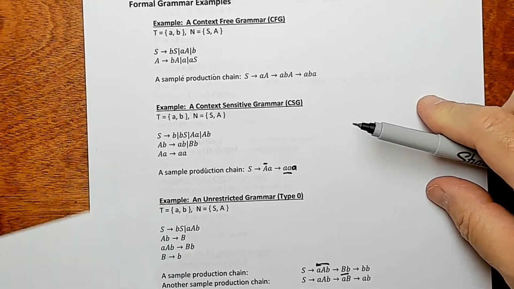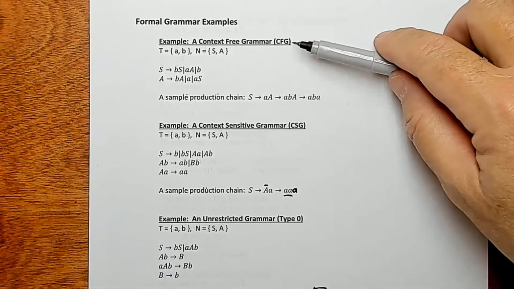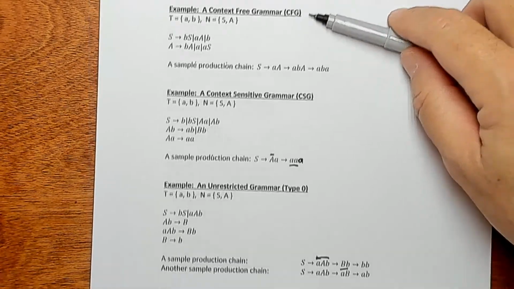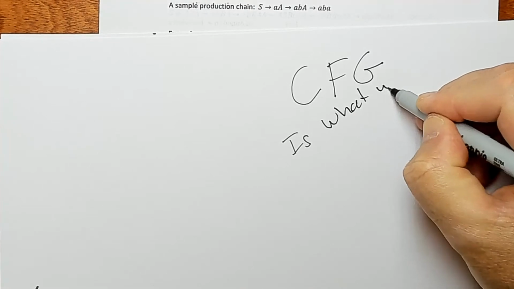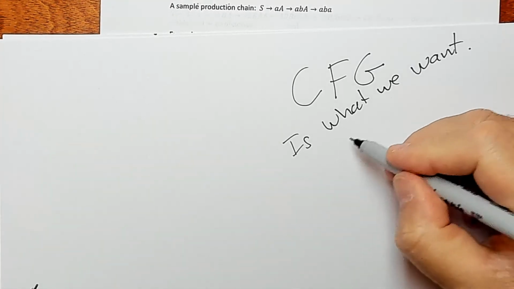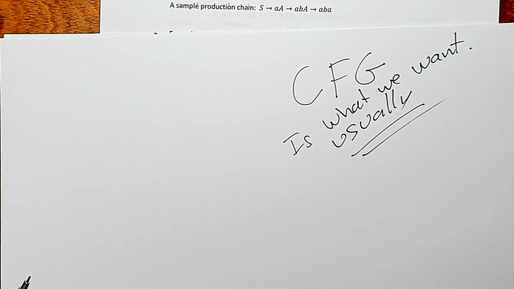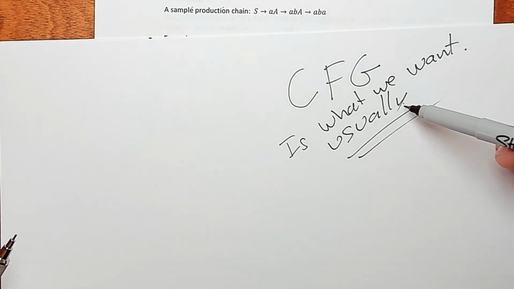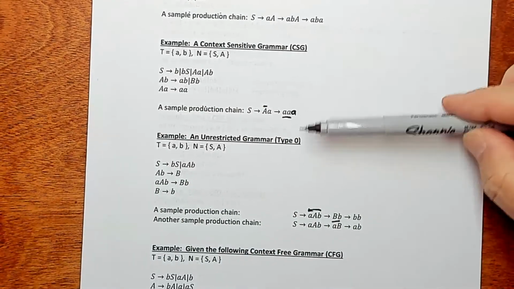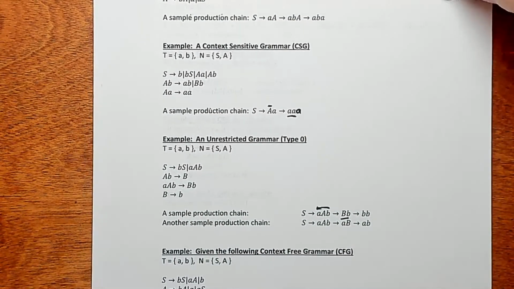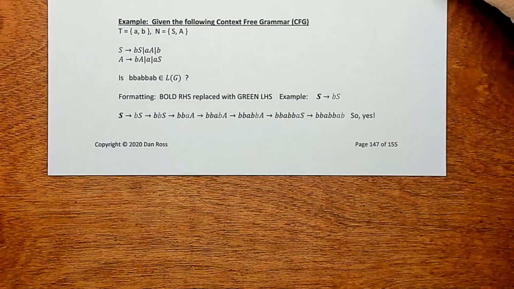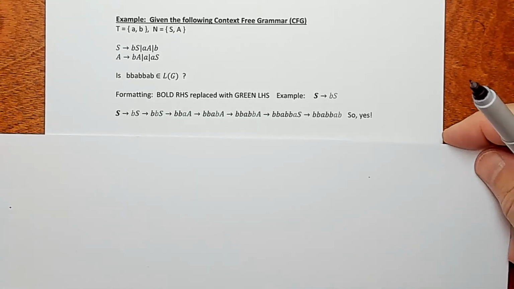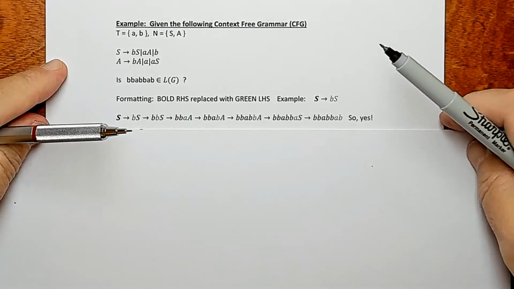All right. Once again, mostly we're going to deal with context-free. CFG is what we want. Computer science has learned to restrict the field to context-free grammars. It's important to understand that these other 2 exist, but we typically don't use them. So let's spend the rest of this long lecture dealing with analyzing some context-free grammars. Okay?